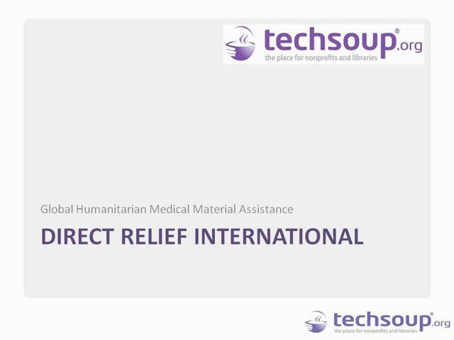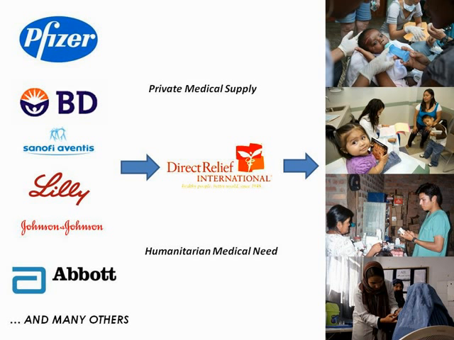So Direct Relief is a global humanitarian medical material assistance organization. We're headquartered in Santa Barbara, California. And just a bit of context for where our work with mapping fits in, we're a channel for essential medicines and medical supplies to get to people in need all over the world. So we work with private pharmaceutical and medical suppliers to identify needed material and efficiently and effectively get it to medical infrastructure in need all over the world.